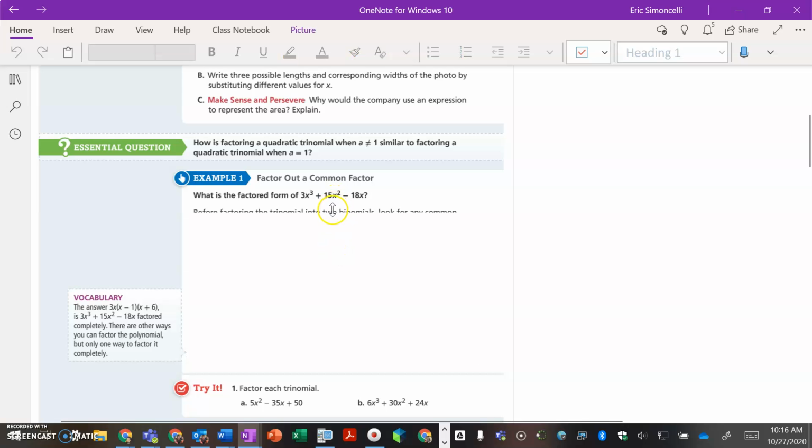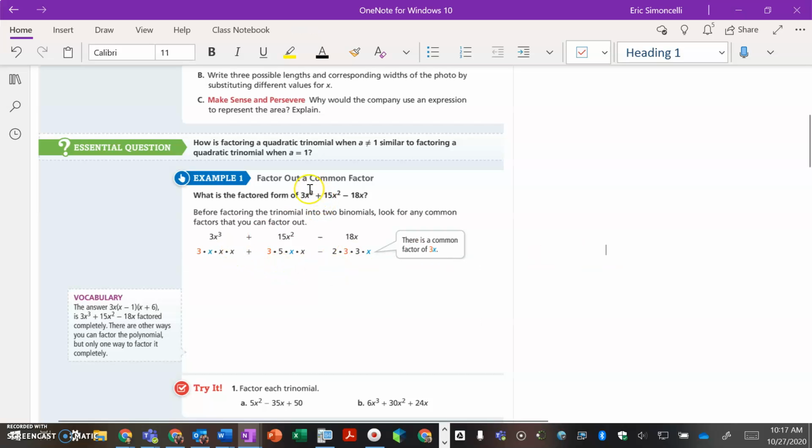So if we take a look, it turns out that we do have a GCF, or greatest common factor. Before factoring the trinomial into two binomials, look for any common factors that you can factor out, GCF in particular. So as it turns out, there is a common factor of 3x, and you can see that start to take shape, noting that 3x cubed, 15x squared, and 18x, technically negative 18x, right? But 18x on its own have a GCF.